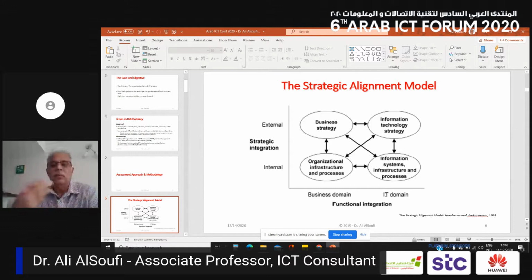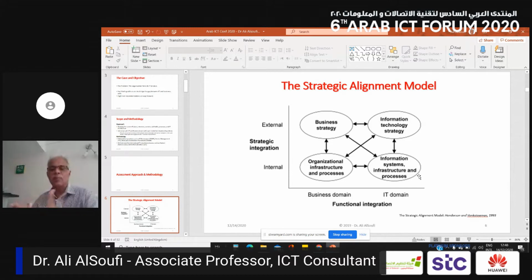In every organization you will find the strategic alignment model. But the first problem everywhere is the misalignment between what the business wants and what IT wants or is doing. There is a good relationship between the two: the business strategy, which is the top two bubbles, is realized through the bottom part, which is organization, infrastructure, and processes. Then IT strategy is again realized through information systems, infrastructure, and processes.